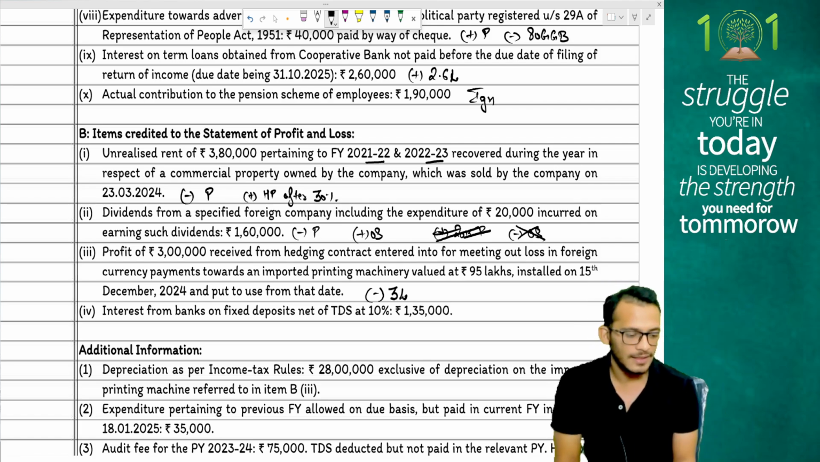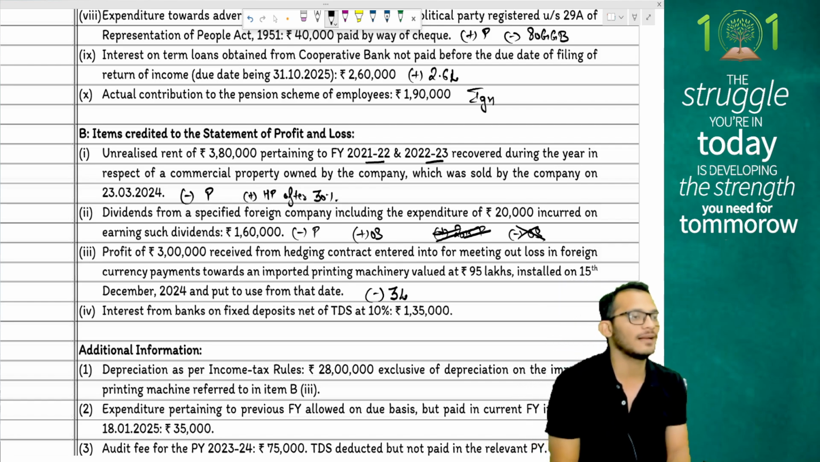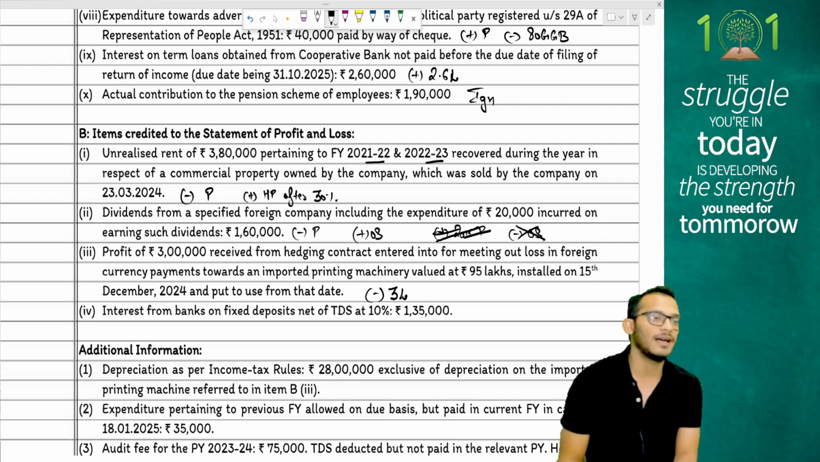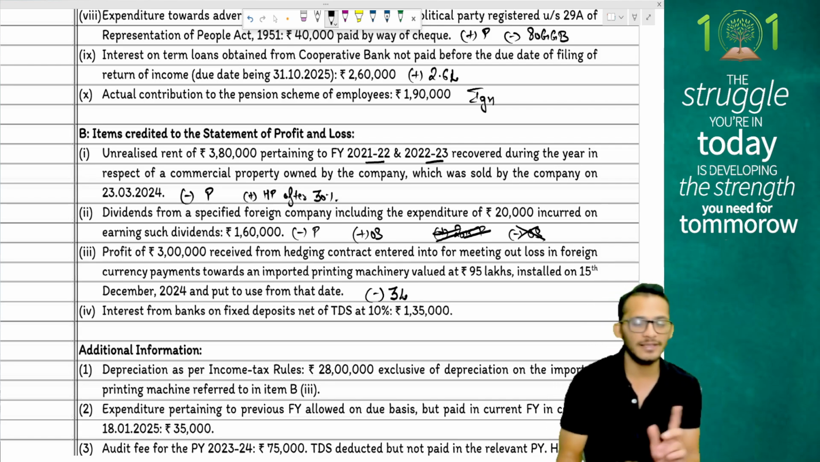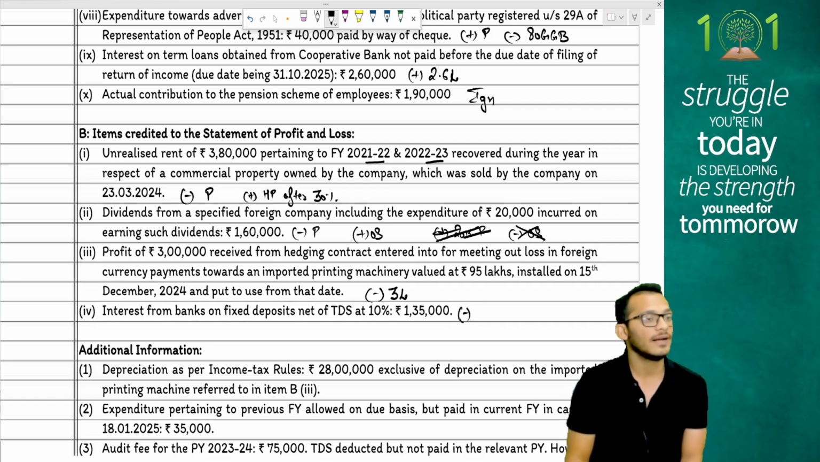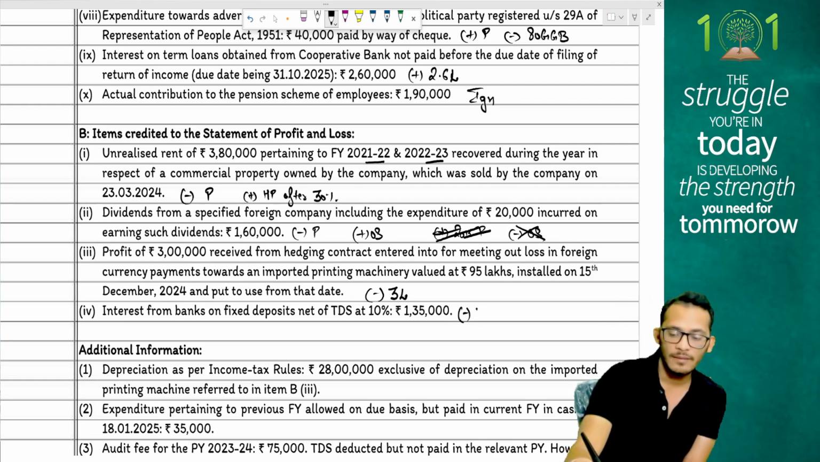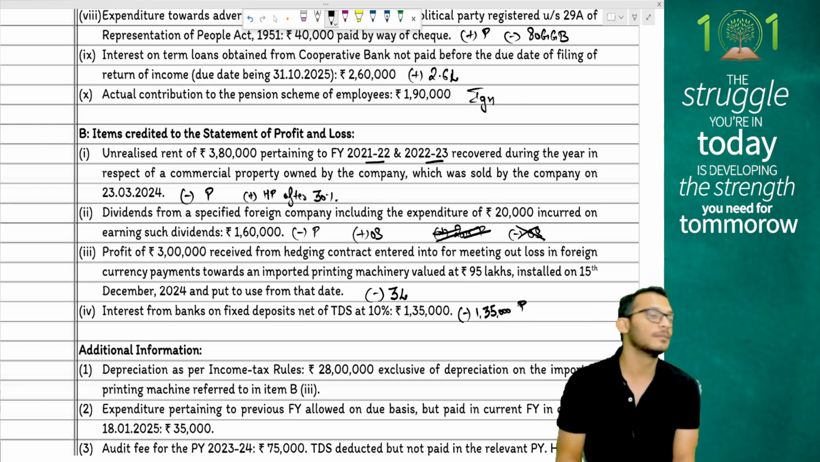Yes. Next, interest from banks on fixed deposits, net of TDS of 10%, 1,35,000. People, this 1,35,000 is after TDS. First of all, in my PGBP, people, how much did I book? 1,35,000. So I will reverse 1,35,000 in my PGBP. But when I go to OS, I can't book net number. I need to book gross number.